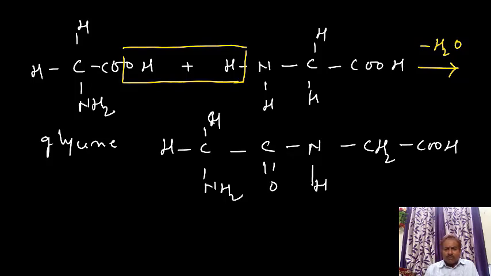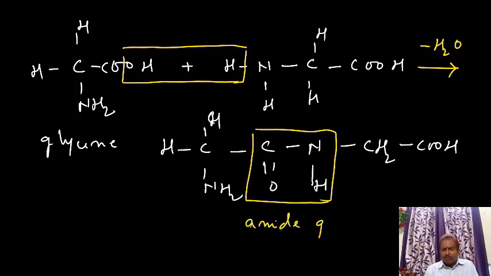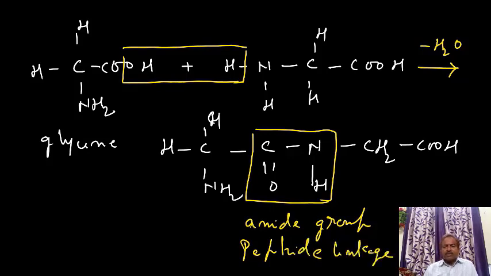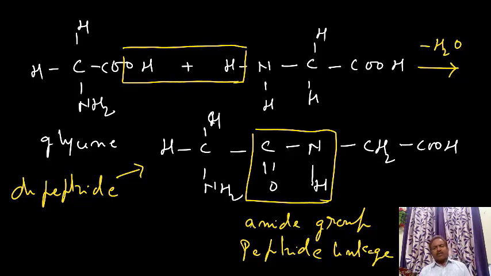So, what is this group? This group is nothing but an amide group. As this amide group is formed between two amino acids, this is referred to as peptide linkage. Now since this peptide linkage is formed by two amino acids, this is referred to as a dipeptide. Dipeptide means it is nothing but an amide group formed between two amino acids.